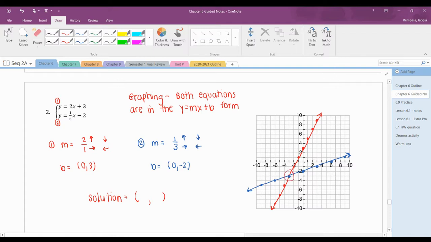So if I'm looking at this point right here, I go to the x first. It's lined up nicely with -3. And then I go down to the y, which is lined up nicely with -3 as well. So my solution is (-3, -3).